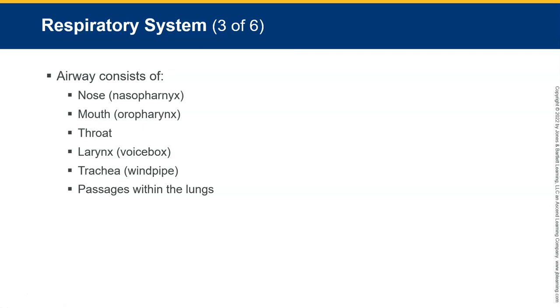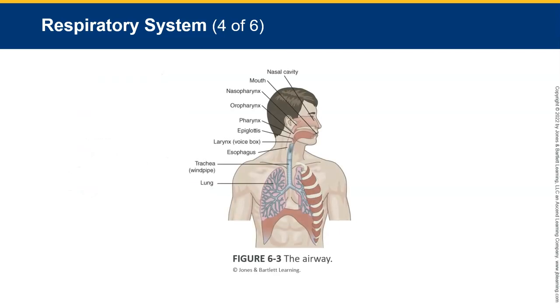So the airway: nose, the mouth, the throat, the larynx, the voice box, the trachea, the windpipe, passages within the lungs. This is all about being able to get air in, good stuff in, oxygen in, and CO2 out. We want to get carbon dioxide out. So here's what we're talking about.